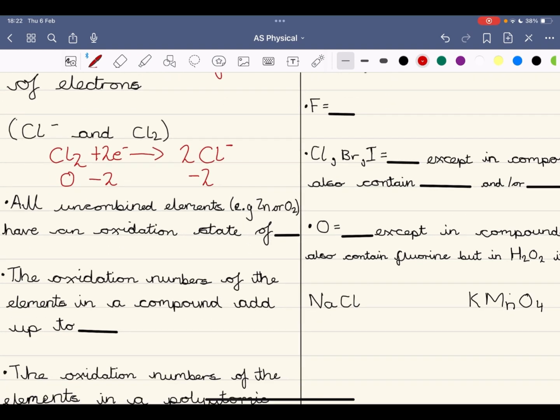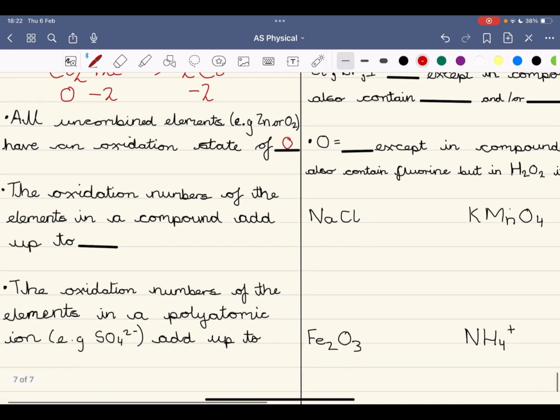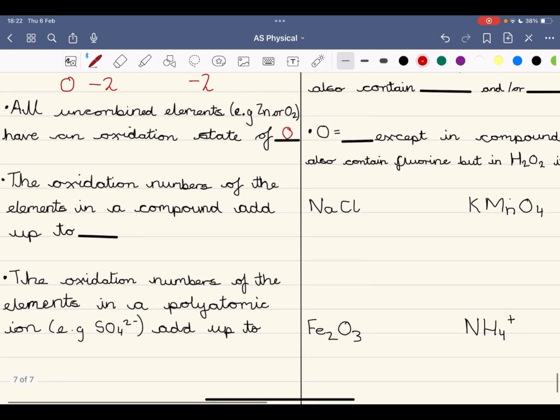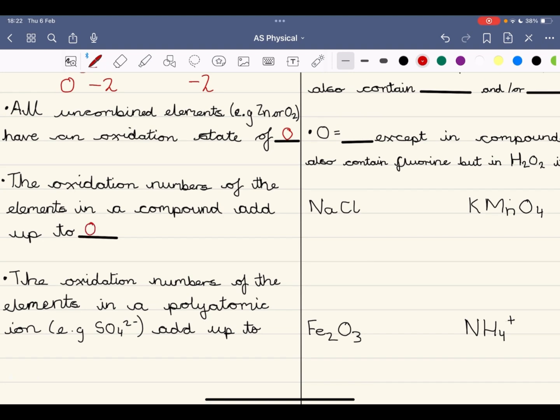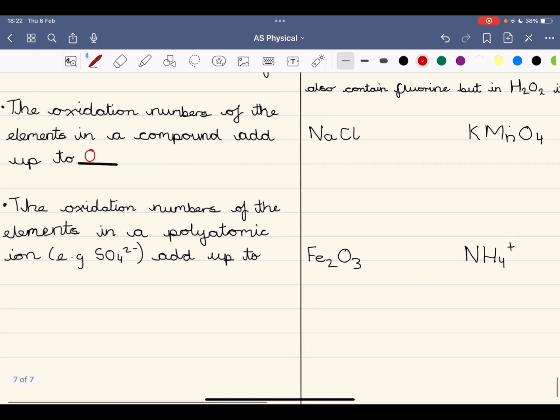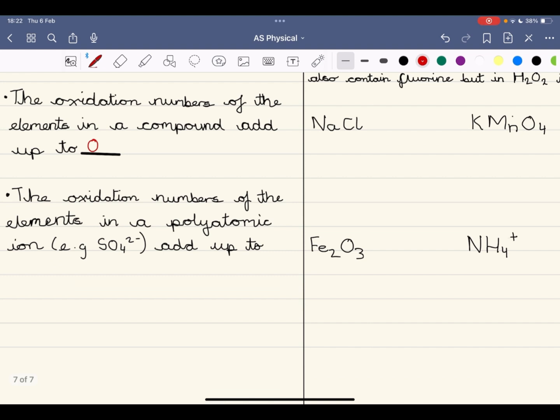All uncombined elements have an oxidation state of 0. The oxidation numbers of elements in a compound add up to 0. The oxidation numbers of the elements in a polyatomic ion, for example sulfate, add up to the overall ionic charge. So in this case, all of the oxidation states would add up to -2.